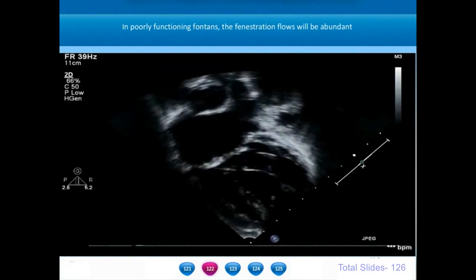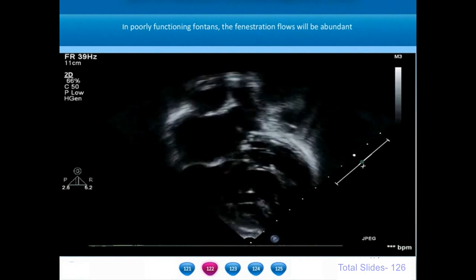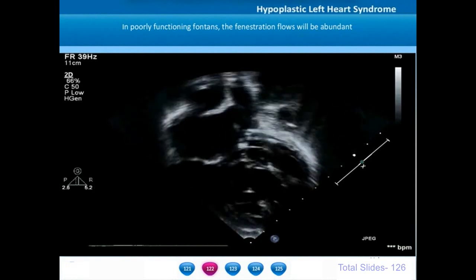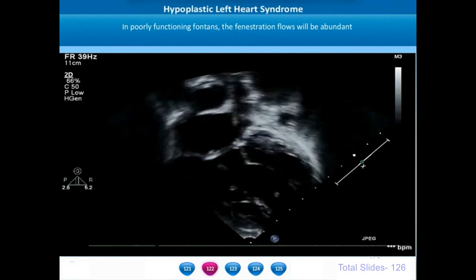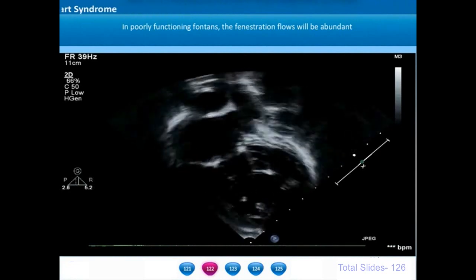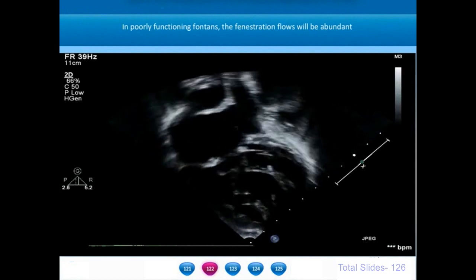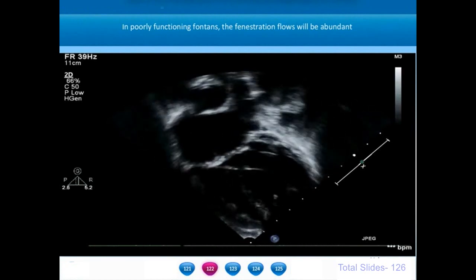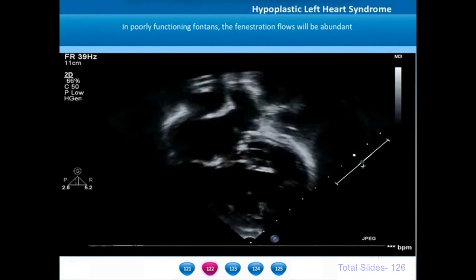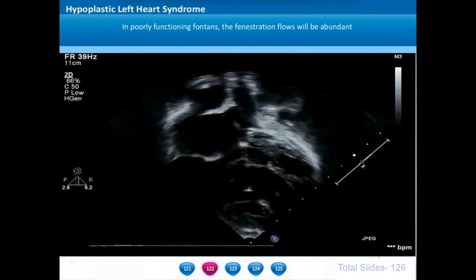In contrast to the previous patient who had a very good right ventricular systolic function, patients who have poor right ventricular systolic function will have more abundant fenestration flows. In this example, we can notice that there is a significant right ventricular systolic dysfunction. The tricuspid valve has been repaired with a ring annuloplasty, and the extracardiac conduit is visualized immediately outside the right atrium.